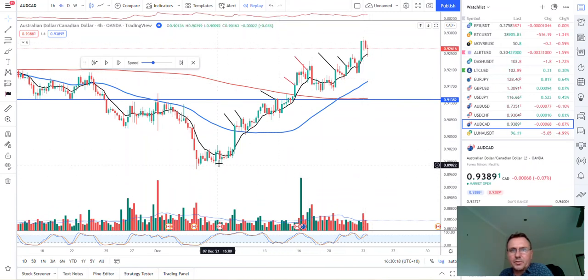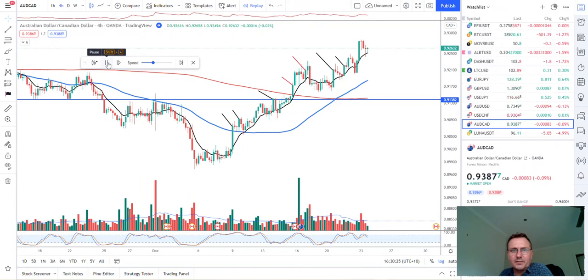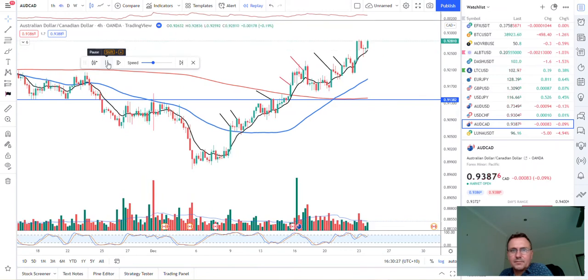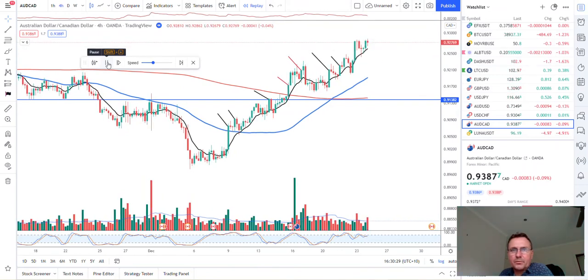Look at the run that it's had. It's a pretty good run. Let it go. Oh, I was just about to sell. This is probably going to be a really bad decision. Double top maybe.